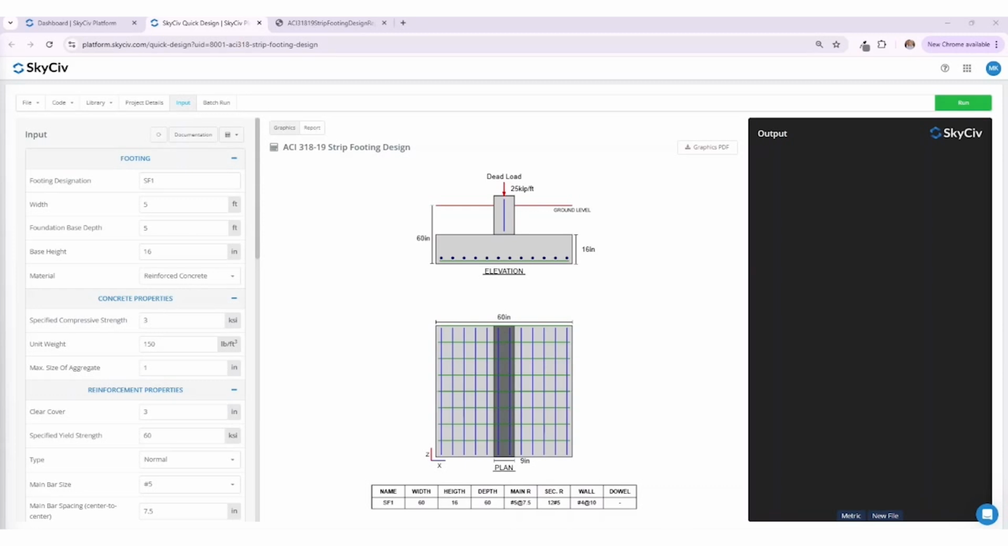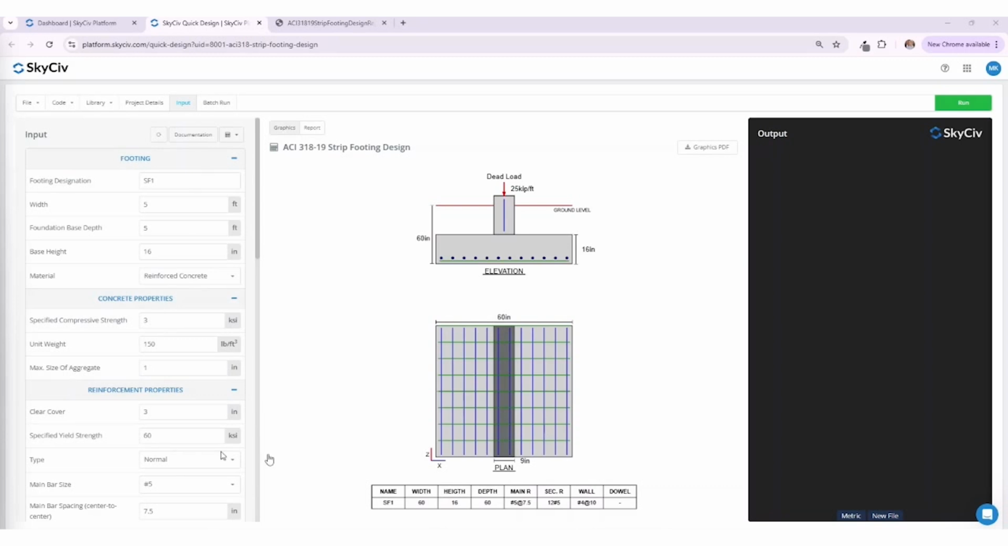Stability checks are critical in strip footing design because they ensure the footing is stable under the applied loads. They prevent excessive settlement, overturning, and sliding failures, and they're also important to meet ACI 318-19 and geotechnical engineering standards. The 4 stability checks performed in this design calculator are maximum eccentricity, soil bearing capacity, overturning safety, and sliding safety.